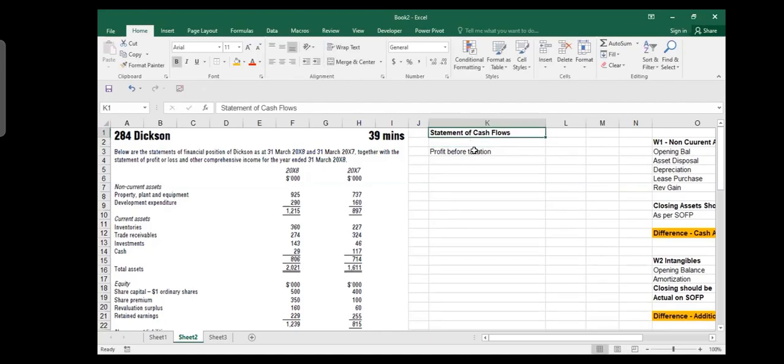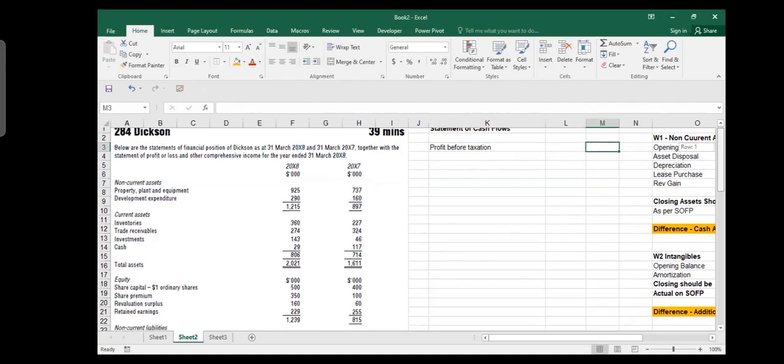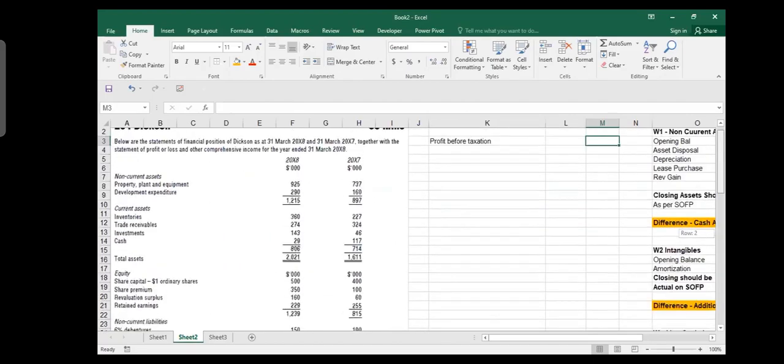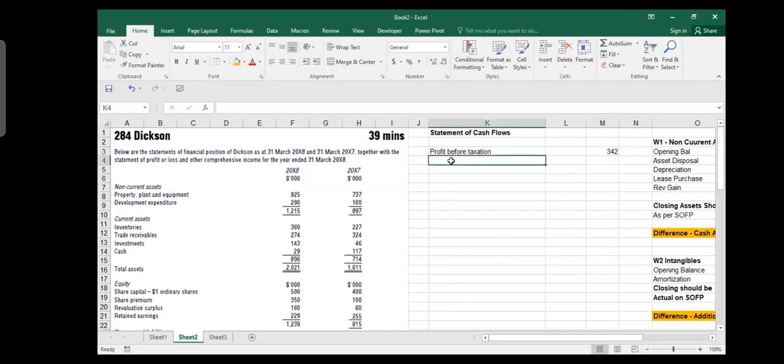And I'll start with profit before taxation, which is given to us from the income statement. How much was that? Profit before taxation was 342, if I see. So we start with 342. And if you remember yesterday, we said that we'll make adjustments before working capital.